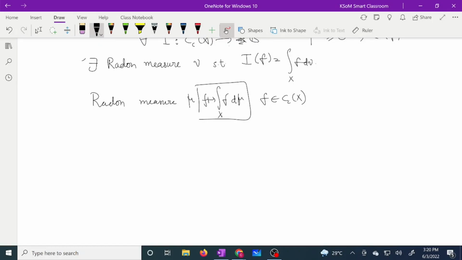To prove that this is an identification, you might have to use Urysohn's lemma. What does Urysohn's lemma say? You can separate compact and open sets.